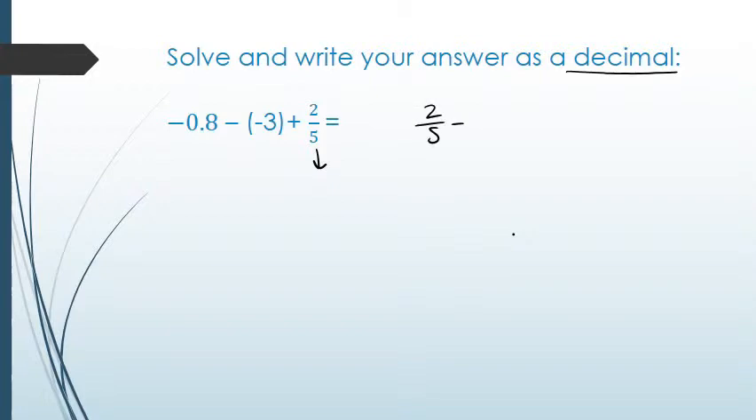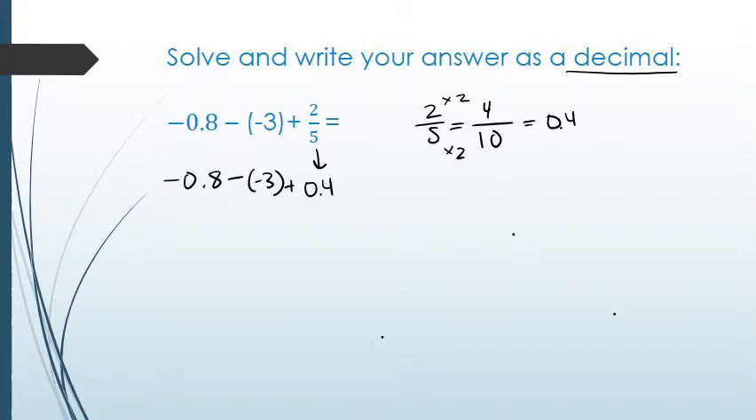So 2/5 is the same as some number of tenths. And so if I multiply by 2, I get 4/10, which I can write as 0.4. And so now I can rewrite the problem so that it has decimals in it. So I have 8/10 minus -3 plus 4/10. And then the other part I like to do is to change subtraction into addition. And so when we do that, I've got -8/10 plus the opposite of -3 is +3. Because remember, when we change subtraction into addition, we add the opposite. And we have plus 4/10.